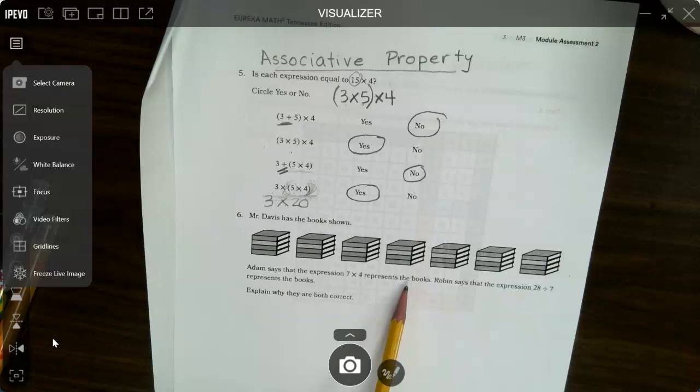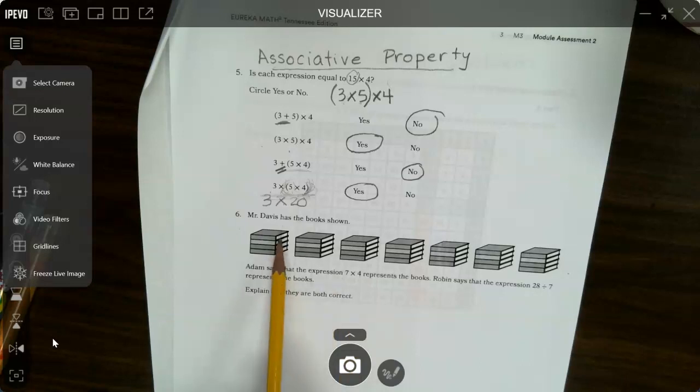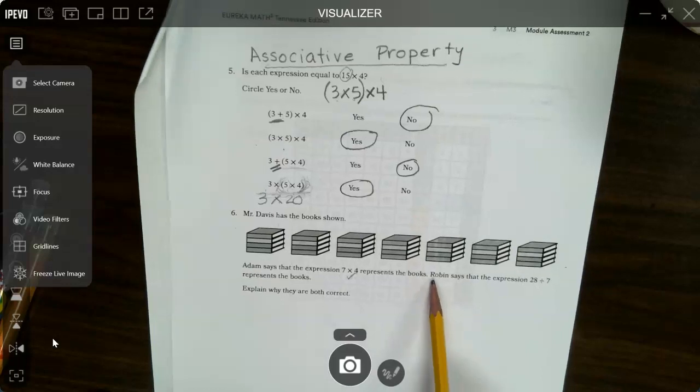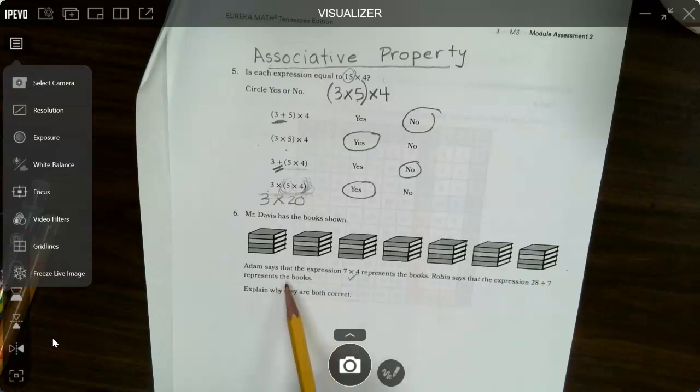Okay, so I'm going to stop there and think about what that is. Do I have 7 groups? 1, 2, 3, 4, 5, 6, 7. Does each group have 4 books? 1, 2, 3, 4. Yeah. And I'm going to read on. Robin says the expression 28 divided by 7 represents the books.